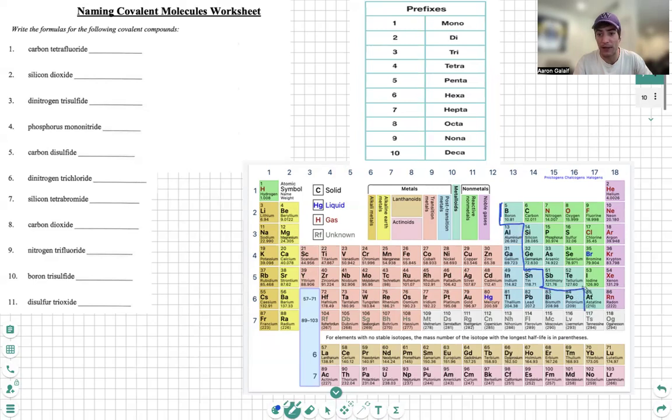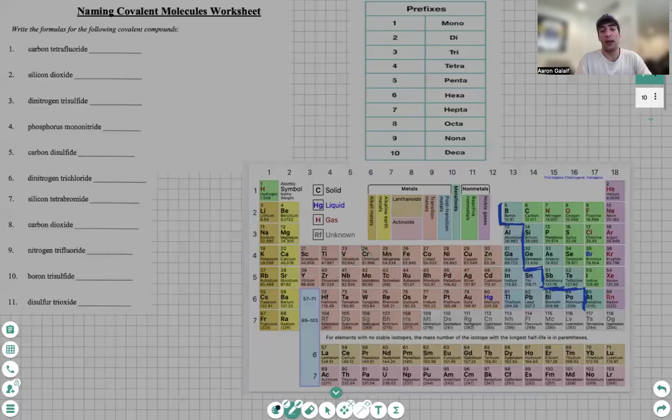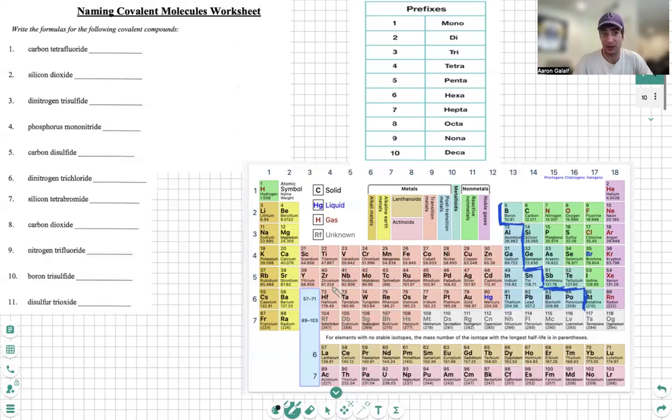To remember if an element is a non-metal, we have to remember this line. This line separates our non-metals and metals. The non-metals are on the right of that line. The metals are on the left. So one more time, the non-metals are on the right. The metals are on the left. So going from there, we're just going to go straight into this, okay?